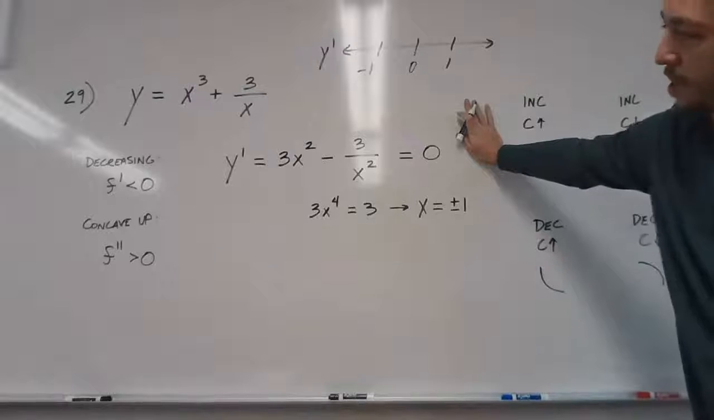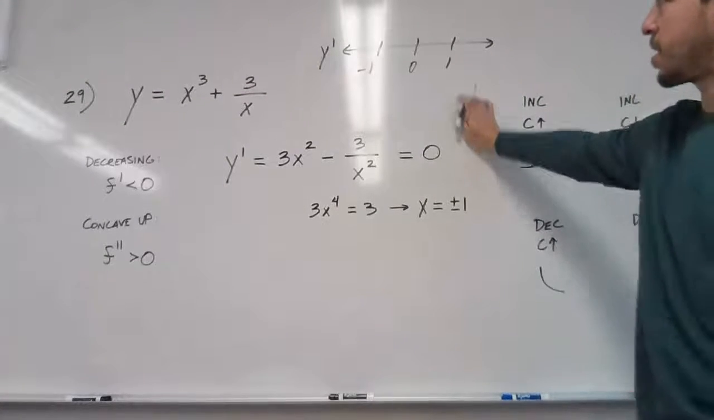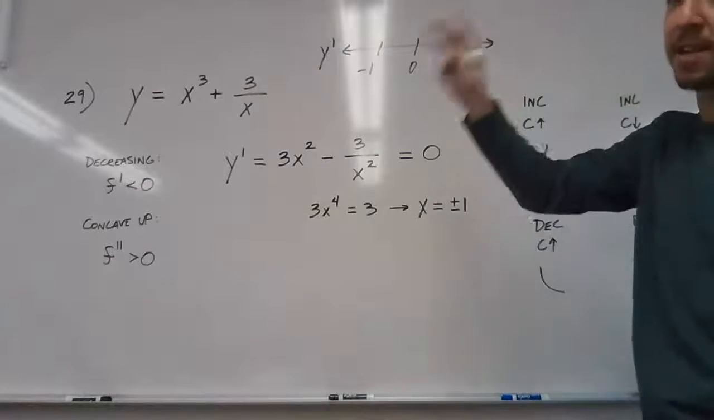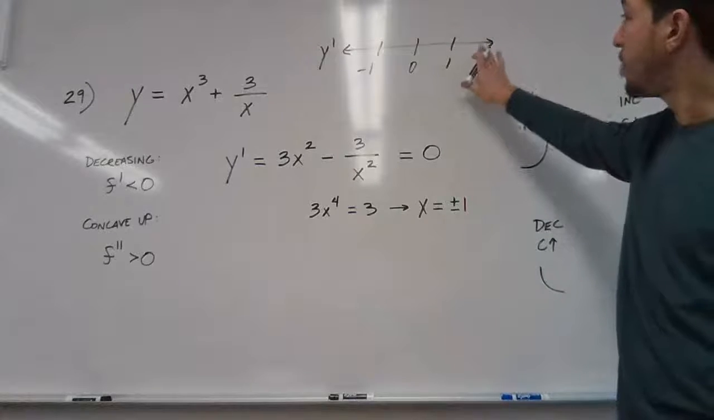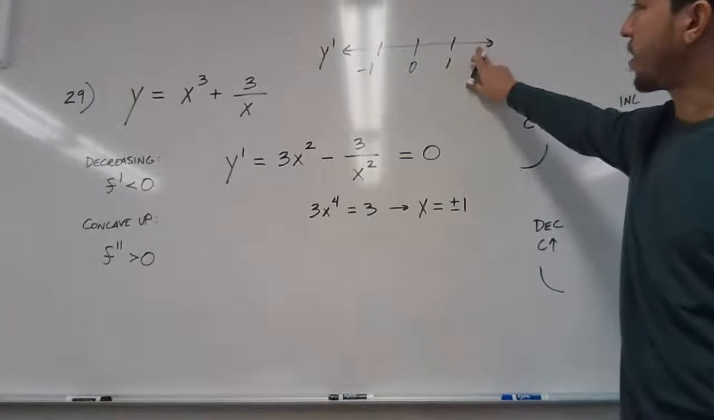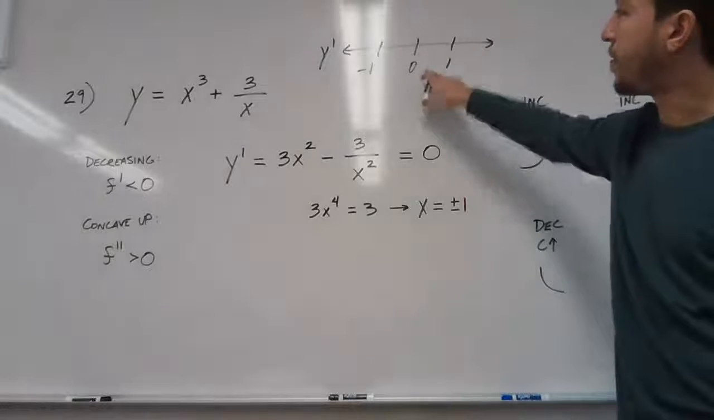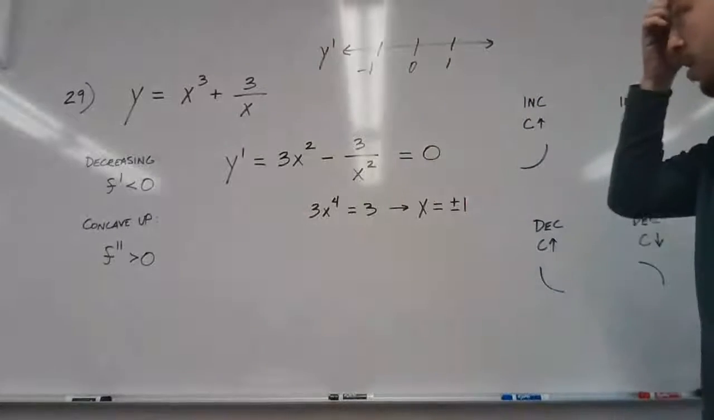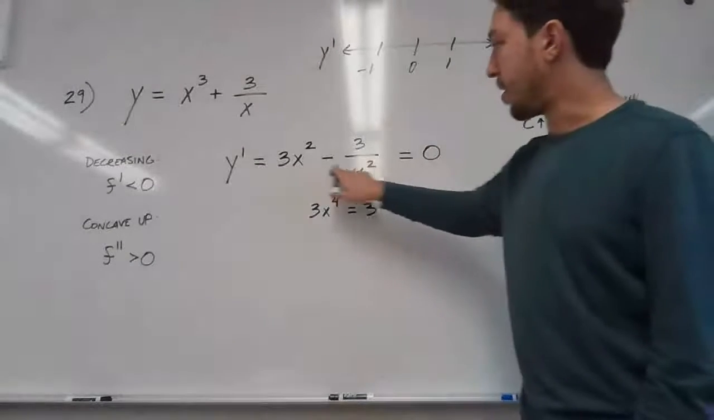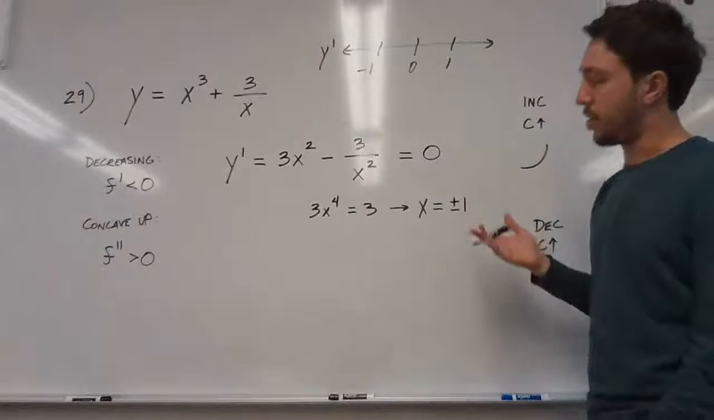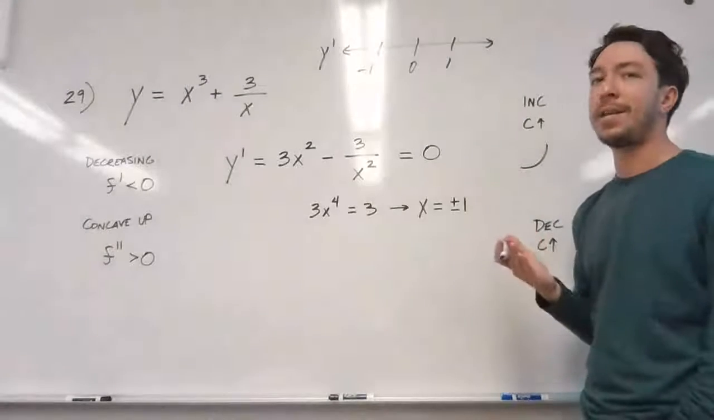If I want to know where this thing is increasing and where it is decreasing, I just have to plug in numbers in each interval. Numbers like 3, or 1/2, or negative 1/2, and I'm thinking about plugging them in here. Another clarification: am I literally plugging the numbers in?